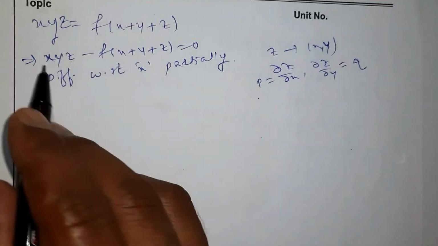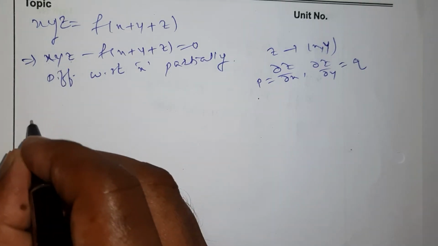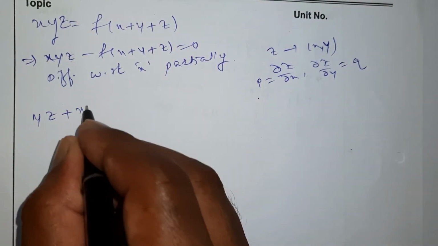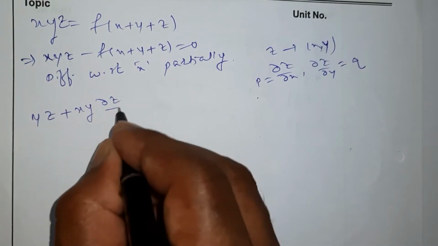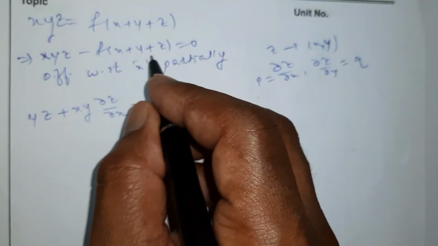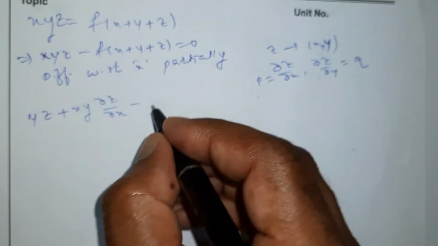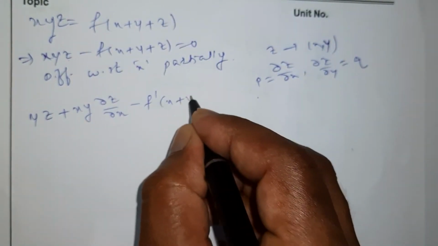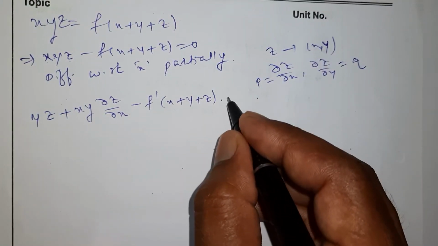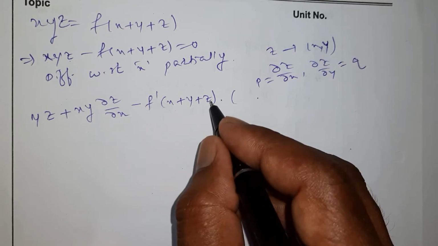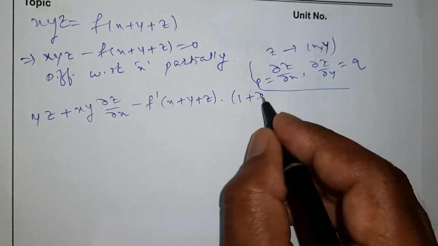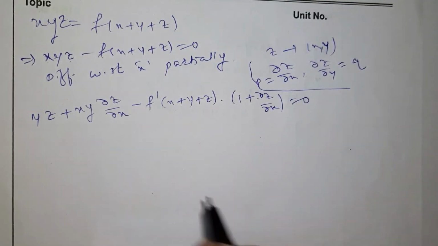Clearly y is constant. What is the derivative of x? Derivative of x is 1. yz as it is. Plus, now xy as it is. What is the derivative of z? It is dou z by dou x. Right? Minus, what is the derivative of f? f of x plus y plus z is there. So the derivative of f is f dash of x plus y plus z, into derivative of x is 1, derivative of y is 0, derivative of z is dou z by dou x. So 1 plus dou z by dou x is equal to 0.